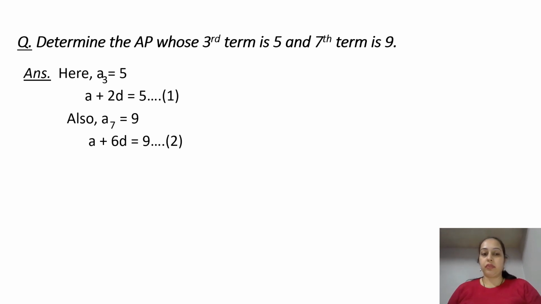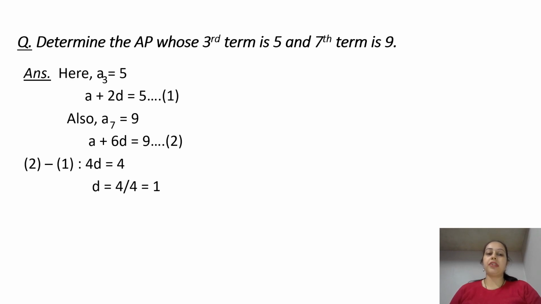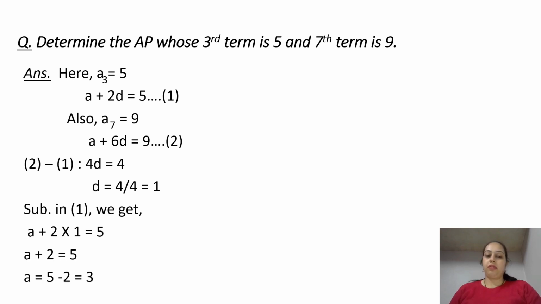which will be our second equation. If we subtract equation 1 from 2, a and a get cancelled. 6d minus 2d gives 4d, and 9 minus 5 gives 4, which gives us the value of d as 1. Substituting this value in 1, we get the value of a as 3. So our AP will be 3. Then the common difference is 1, so 3 plus 1 is 4, then 4 plus 1 is 5, 5 plus 1 is 6, and so on.